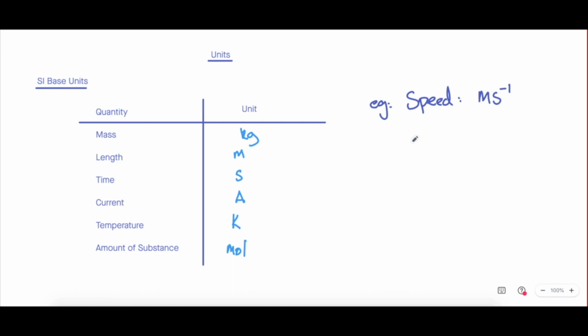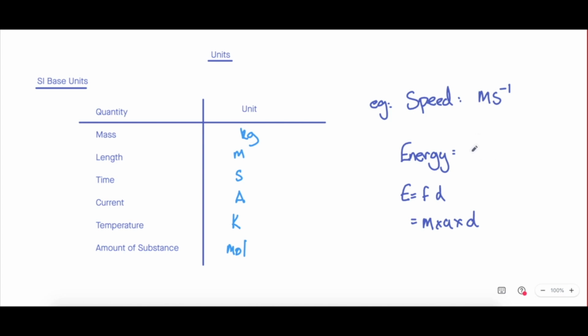Another example would be for energy or work done. We know that energy or work done is force times distance. We know what force is. Force is measured in newtons, but newtons isn't an SI base unit. So we need to think about an equation for force, which would be mass times acceleration. So let's put this down. Energy is equal to force times distance. Force we know is mass times acceleration. So mass times acceleration times distance is what we can do.